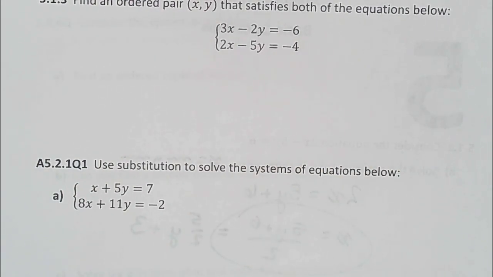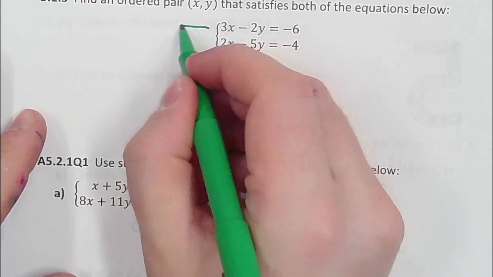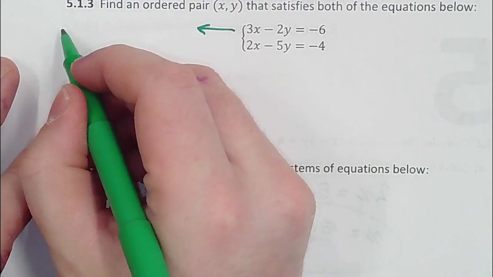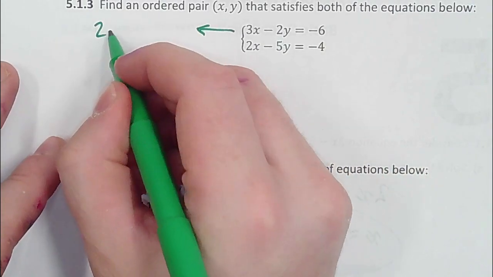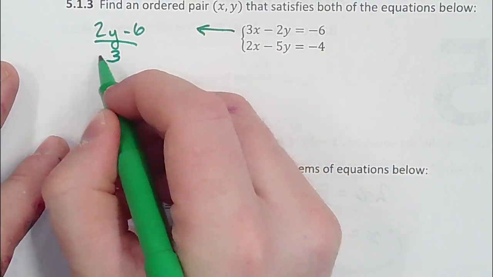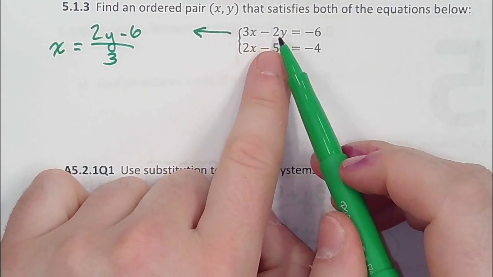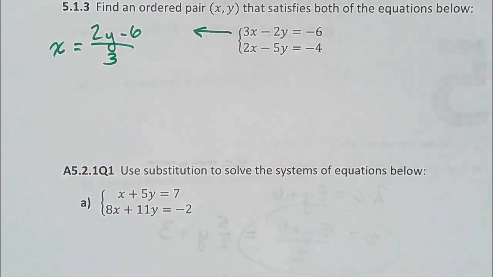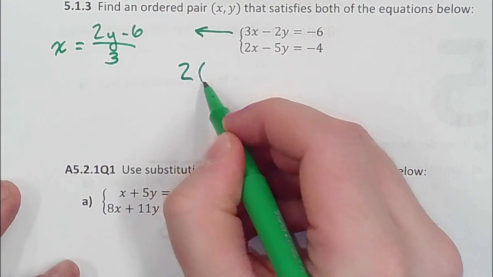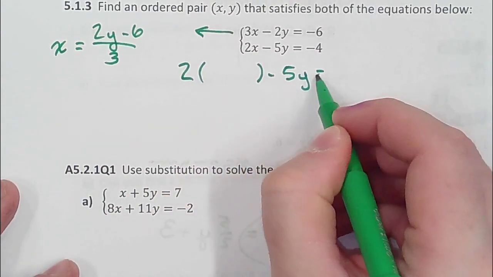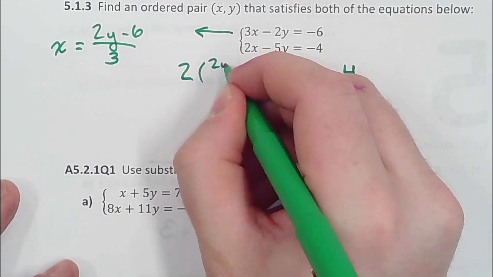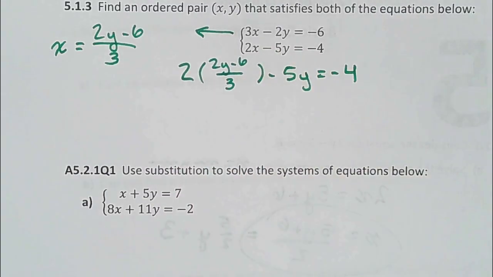So let's get a variable on its own. How about we get x on its own in the top? I'll write that over here. If I move over the 2y and divide by 3, I get x on its own. I'm going kind of quick on that, but do we see that? Add over the 2y, divide by 3, x in terms of y. You okay with that, Nevaeh? Sick. So now I know what x is in terms of y. Let's plug it into the other equation. So 2 times whatever x is minus 5y equals negative 4. 2y minus 6 all over 3.